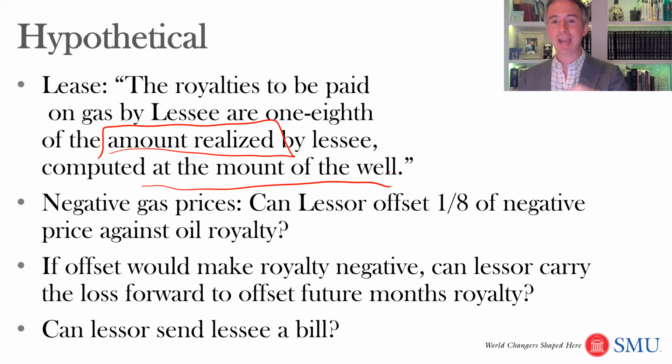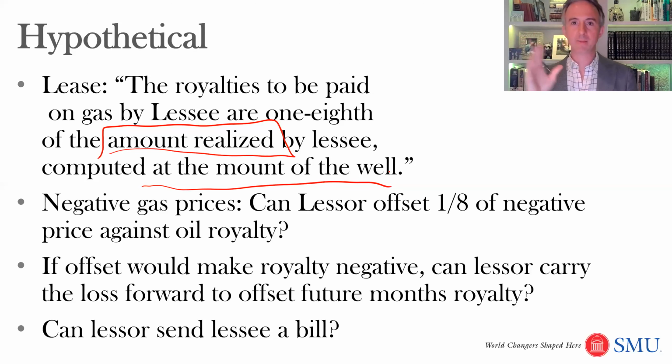And because it says at the mouth of the well, that means that in theory, the oil and gas company can say, well, it cost me $1 per MMBTU or per MCF to get that natural gas to the place where I then had to pay somebody another dollar per MCF to take it away from me. So there can be a substantial negative charge for what that gas was worth at the well. So let me ask you, if that's what the lease says, that the lessee is to pay 1/8 of the amount realized on that gas, can that be used against the lessor?